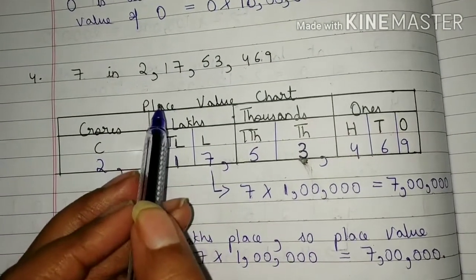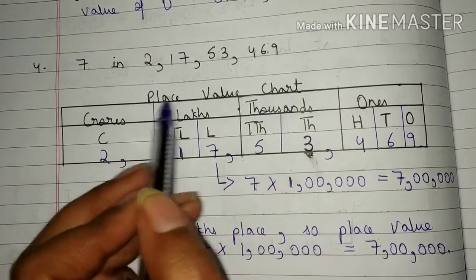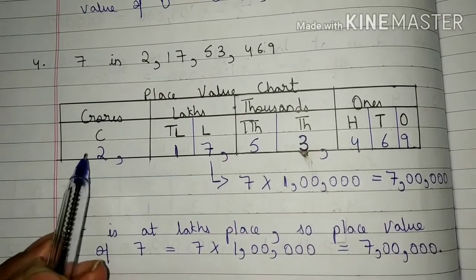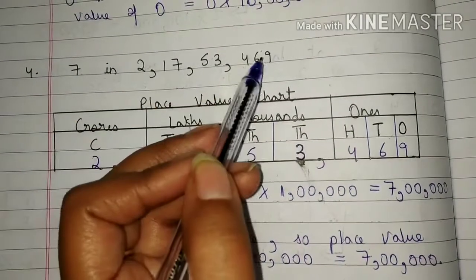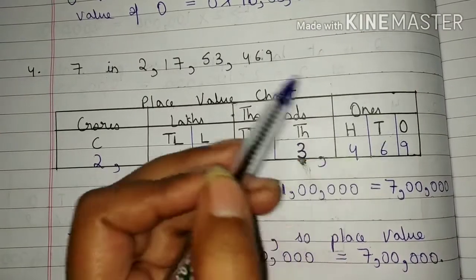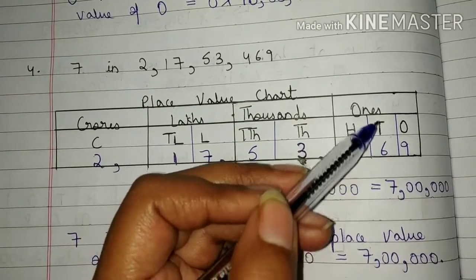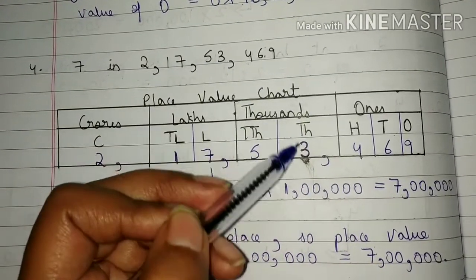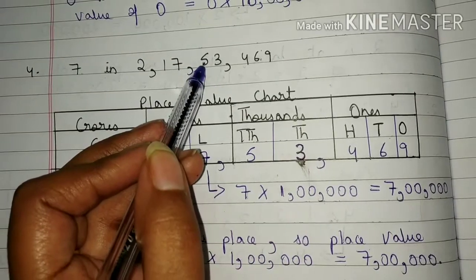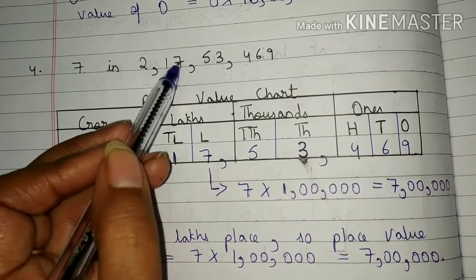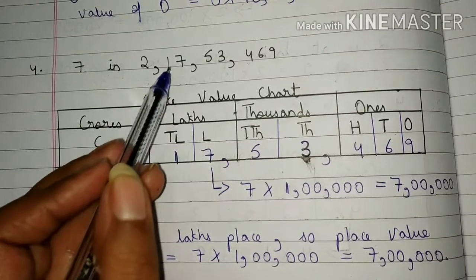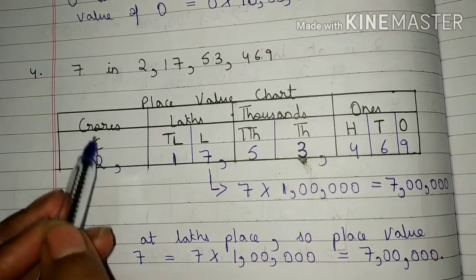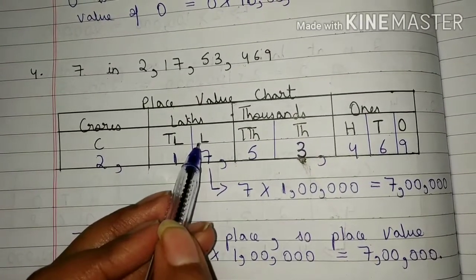Students, first of all, you will draw place value chart like this, and then you will arrange these numbers in the place value chart. So you will write 9 at ones place, 6 at tens place, 4 at hundreds place, 3 at thousands place, 5 at 10,000s place, 7 at lakh place, 1 at 10 lakh place, 2 at crore place. Now students, look here.